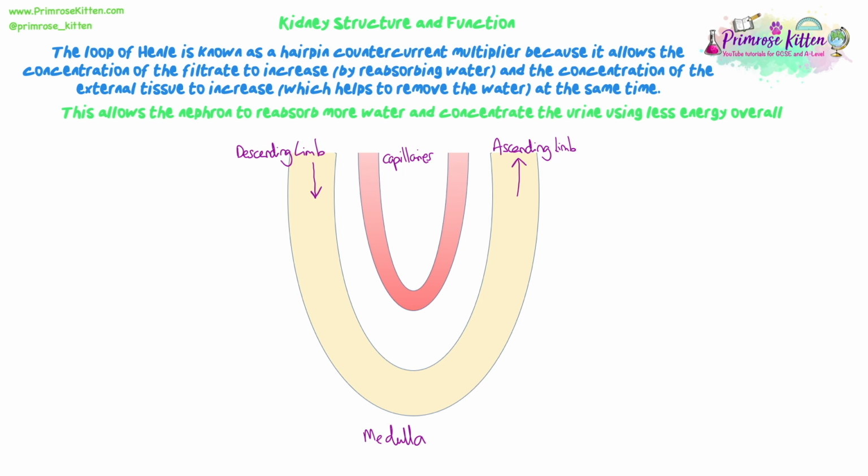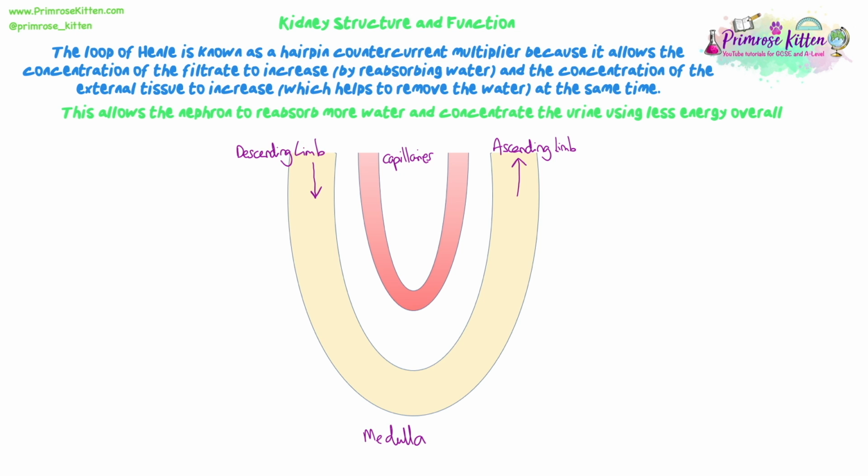So the loop of Henle is what we call a hairpin countercurrent multiplier, because what it does is it allows the concentration of the filtrate to be increased by reabsorbing water, and it also increases the concentration of the tissue around the loop of Henle in the medulla in order to help to remove the water, which we'll explain in a second, at the same time. And it looks like a hairpin because it's this thin, long U shape. So overall, this mechanism is important because it allows the nephron to reabsorb more water than it would otherwise, and it allows it to concentrate the urine as well, and it uses less energy overall. It's actually an energy efficient way of doing this.